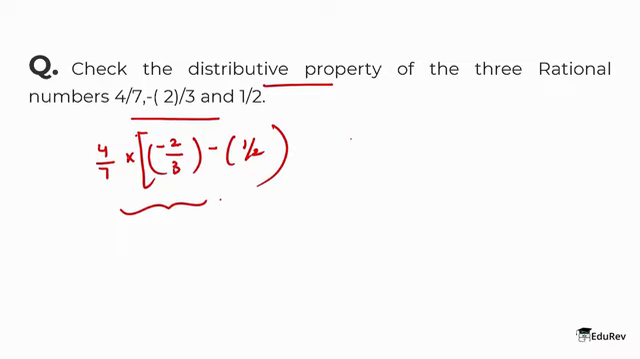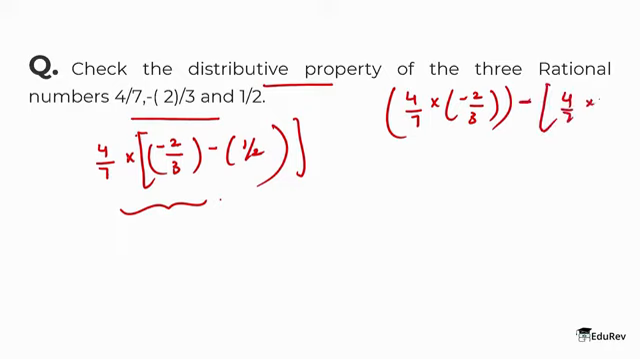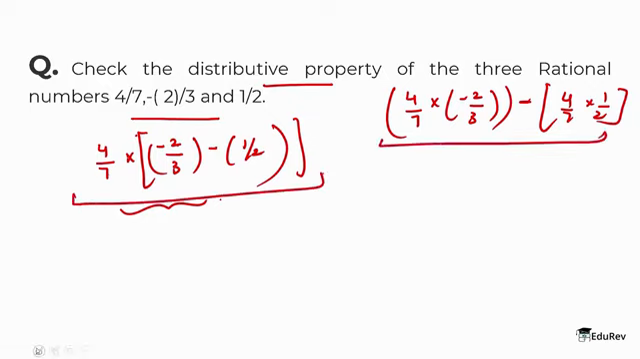I can also do one more thing. I have to prove that this is equivalent to 4 by 7 multiplied by negative of 2 by 3, minus 4 by 7 multiplied by half. So I basically need to prove that this side of the equation is equivalent to this side of the equation. So let's pick up our pen and paper and solve this.